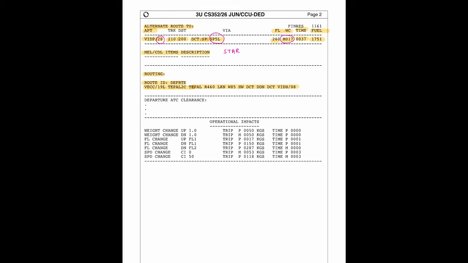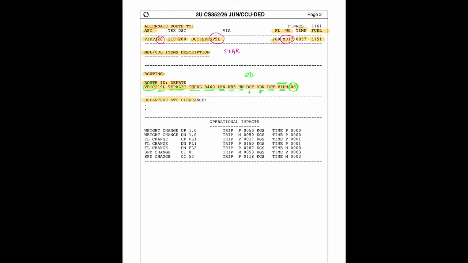Now I'm going to break it down. We are taking off from VECC, Kolkata, runway 19 left, and we're taking the SID, the standard instrument departure, Teppal to Charlie, up to Teppal. Then from Teppal we'll follow the Romeo 460 airway up to Lucknow, and after Lucknow we'll follow the Whiskey 85 airway up to Hotel Whiskey. Then we'll start our descent and reach our DDN VOR. Then we will descend and try to land on runway 28 of VIDN.